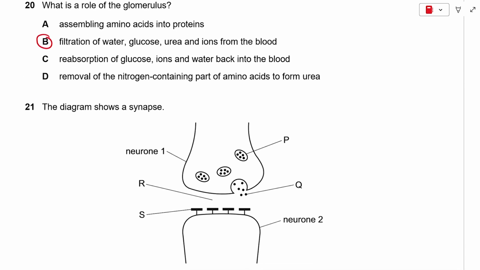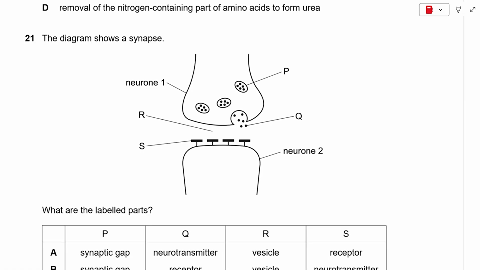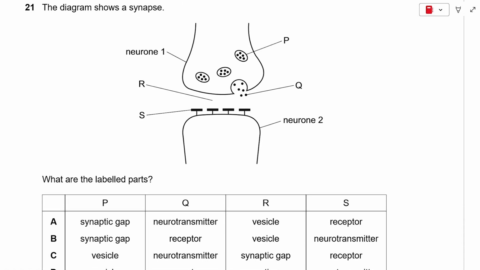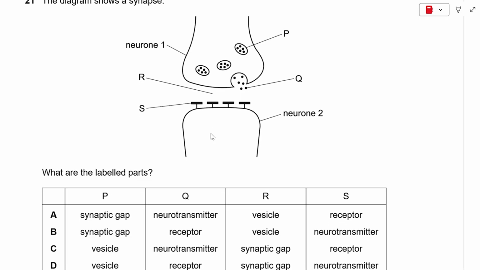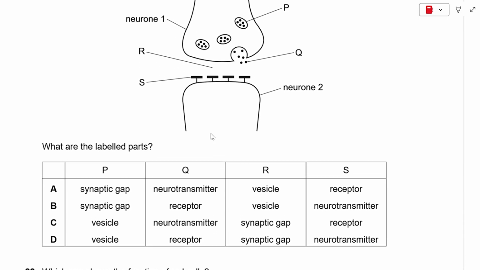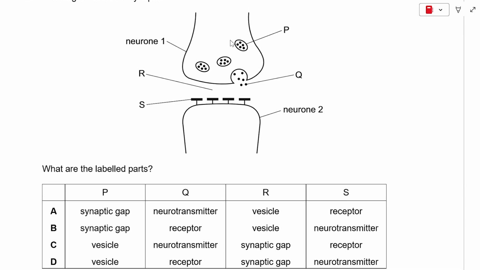The diagram shows a synapse, as we can see it here. We have neuron number 1, and at the same time we have neuron number 2. All right, we have parts labeled P, Q, R, S over here. Now, what are the labeled parts? Okay, P is a vesicle, Q is a neurotransmitter, R is the synaptic gap, and S is the receptor.